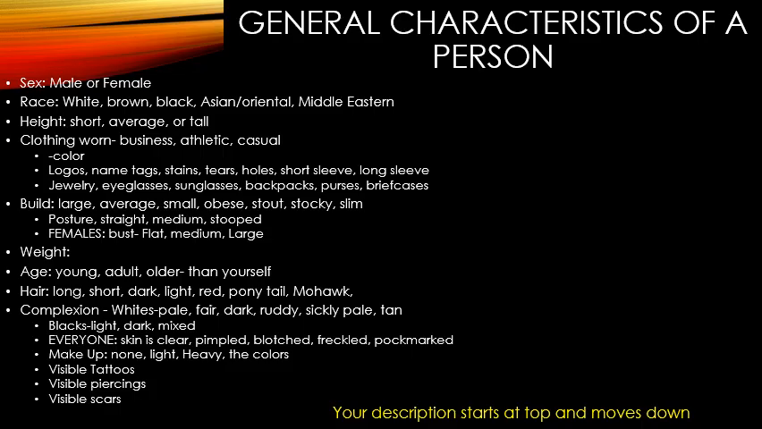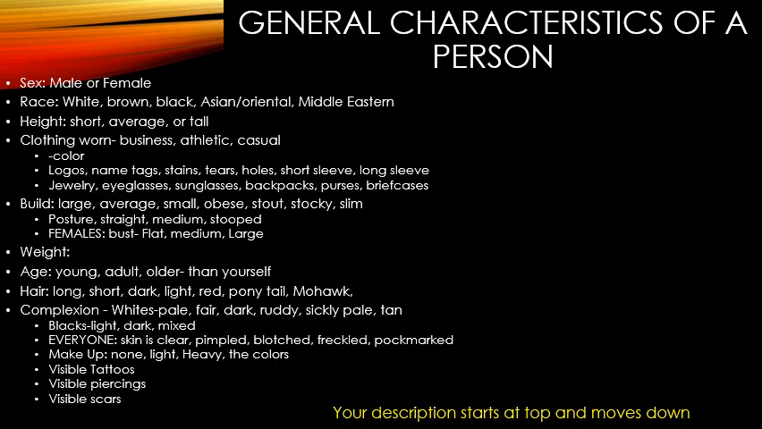So these are just some general description characteristics of a person. Sex, male or female. Race, white, brown, black, Asian, Oriental, or Middle Eastern. Height, short, average, or tall. Clothing worn, business, athletic, casual. You also want to know the color, any logos or name tags that can be seen, stains, tears, holes, or short sleeves or long sleeves. Jewelry, eyeglasses, sunglasses, backpacks, purses, etc.